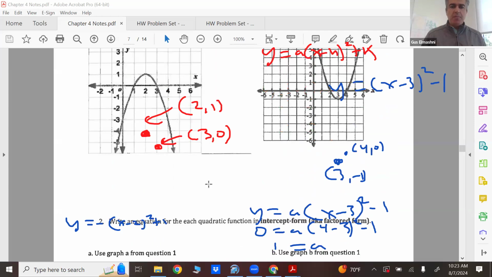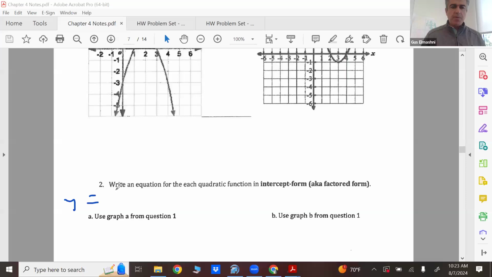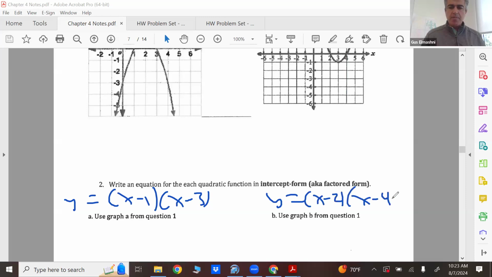Now, the intercept form, that's easy too. That's just y equals (x minus 1)(x minus 3). But the other one's y equals (x minus 2)(x minus 4). Okay, cool.